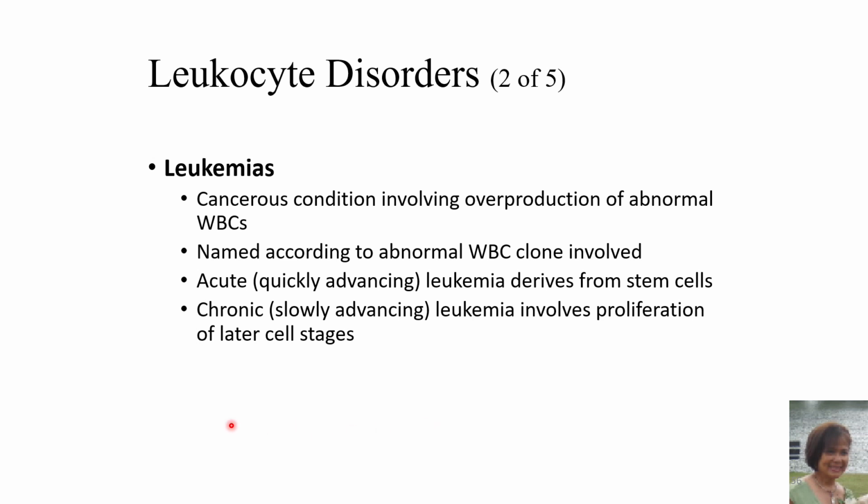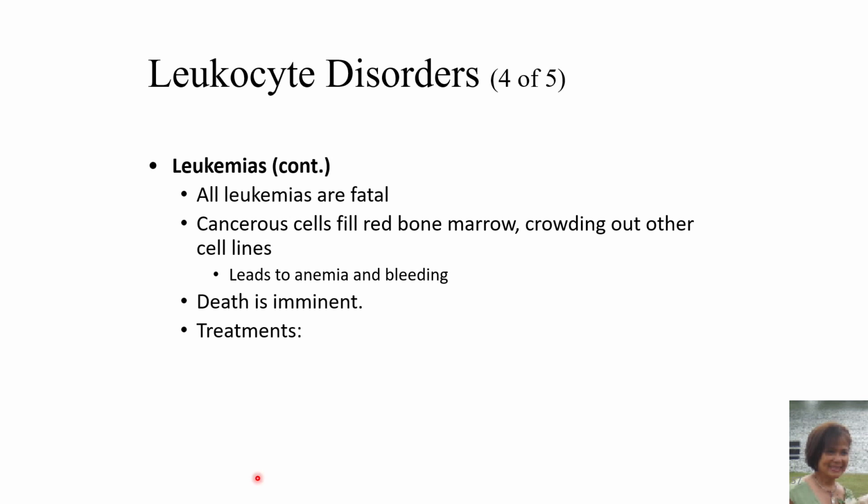And usually these leukemias are named according to the abnormal white blood cell clone that is involved. They are very acute, quickly advancing, because they're derived from the stem cell. But there are also slow advancing ones because they involve proliferation of the later cell stages. But either way, it's fatal. If not halted, it's actually fatal.